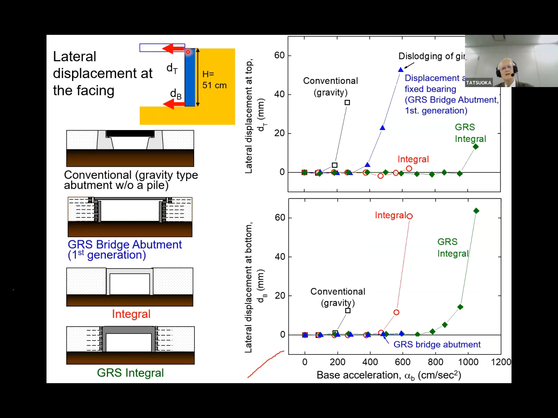The displacement at the top, d sub t, and the displacement at the bottom, d sub b. This is dt for 4 models. And this is the base acceleration. Conventional types show a large displacement at the top and also at the bottom. This is the GR bridge abutment, first generation.